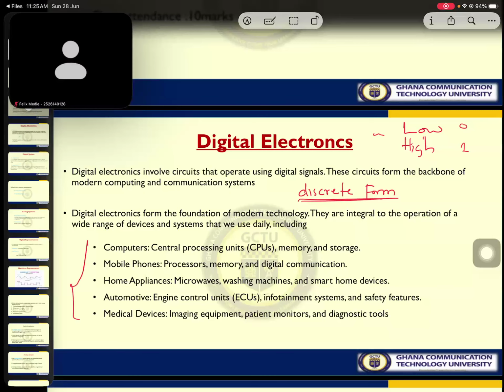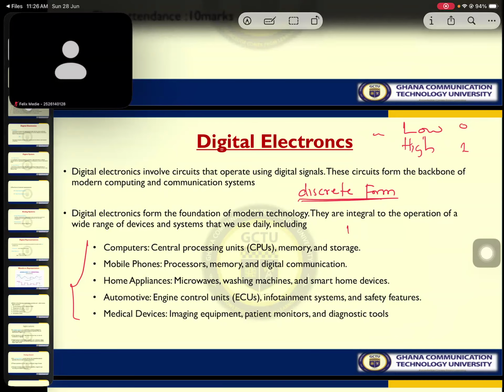And these are some of the examples that we just spoke about. Computers, where we have the central processing unit, the memory and the storage, the mobile phones, home appliances like microwave, washing machine, smart home devices, automation, in terms of automation, we have the engine unit, infotainment system. In terms of medical devices, we have imaging equipment, patient monitoring devices, and diagnosis tools.